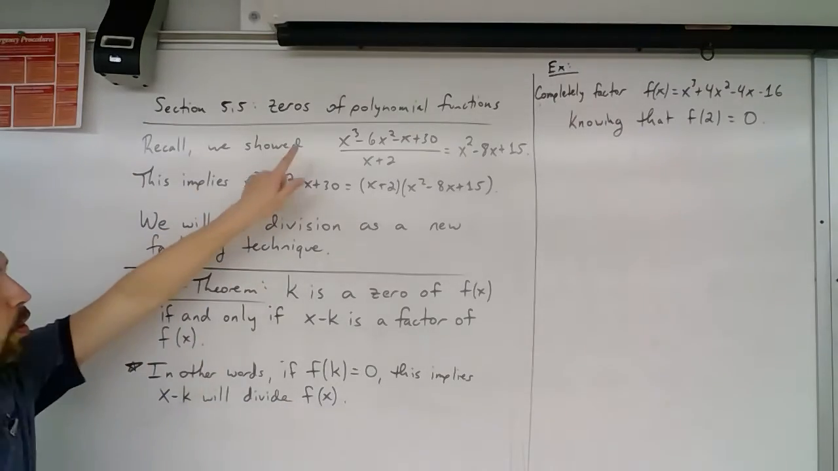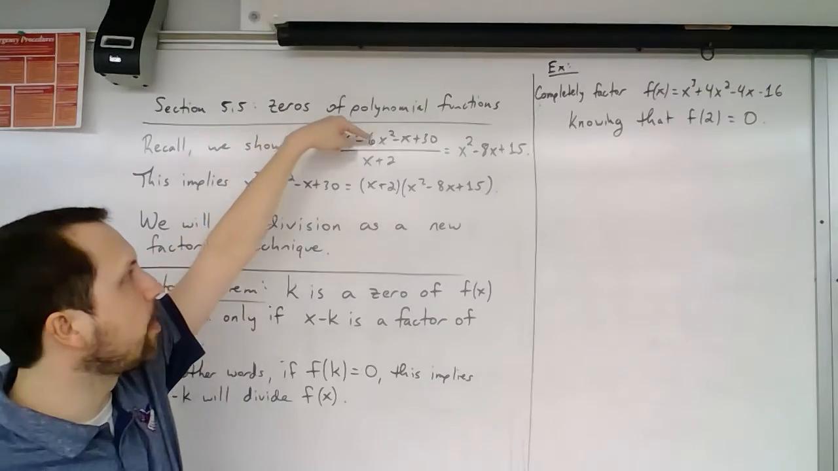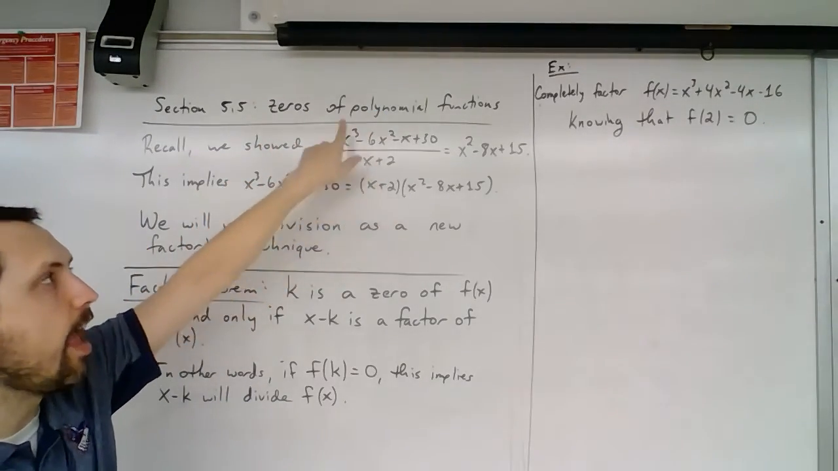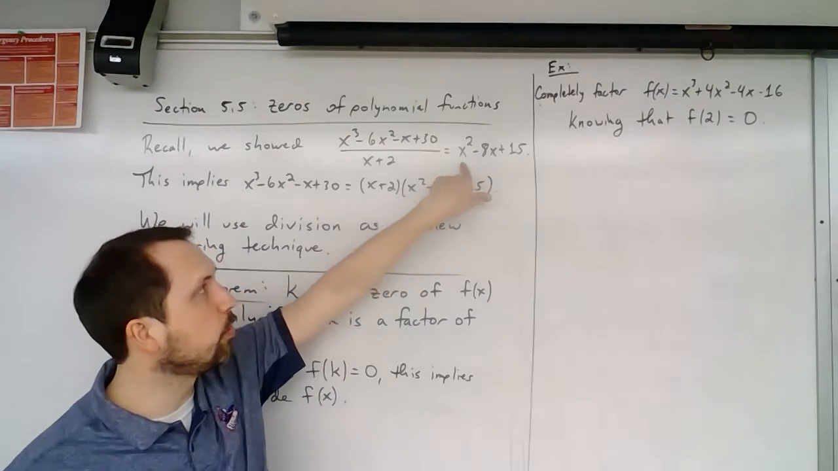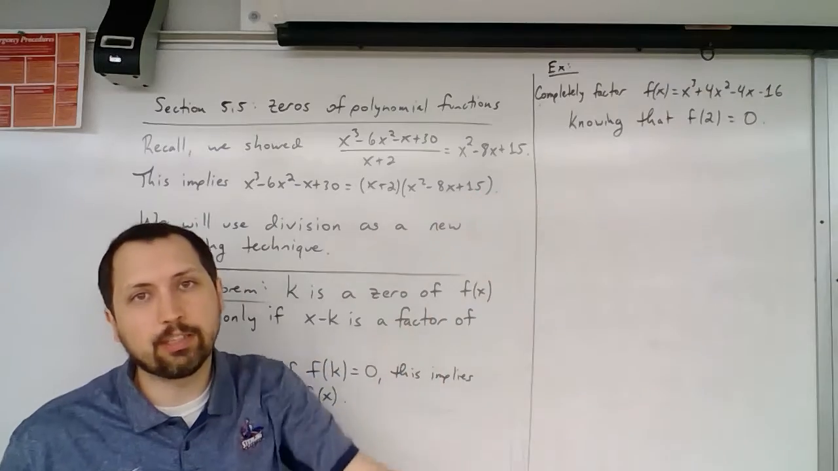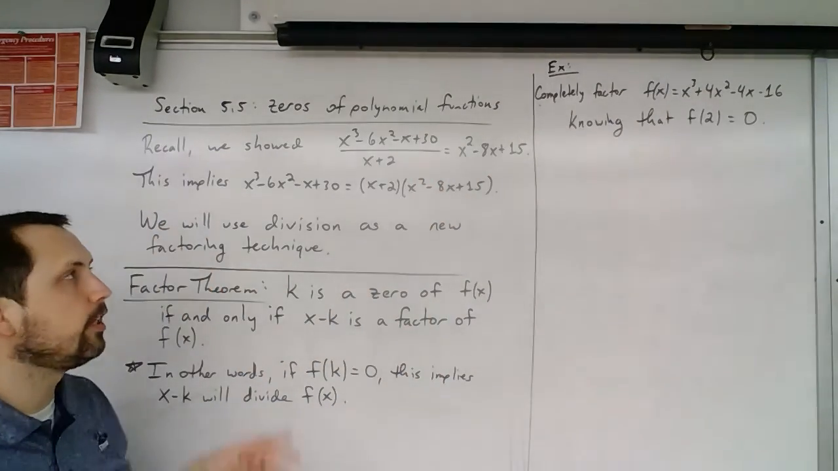This was an example that we worked on before the break. We did division, where we did x cubed minus 6x squared minus x plus 30 over x plus 2. What we got as a quotient was x squared minus 8x plus 15, and our remainder in this case was 0. So we were able to write it using this notation.